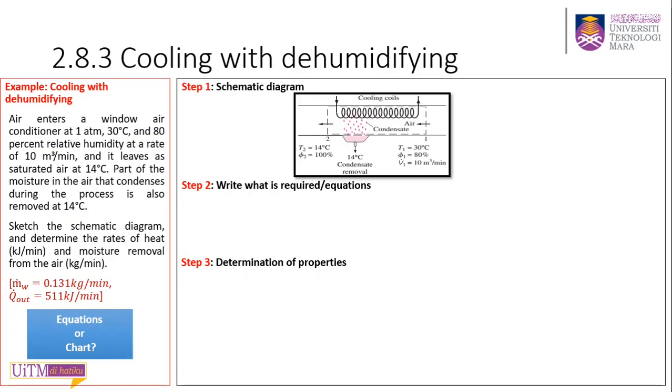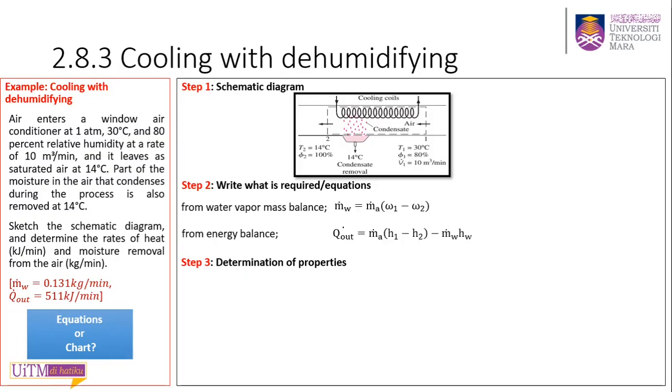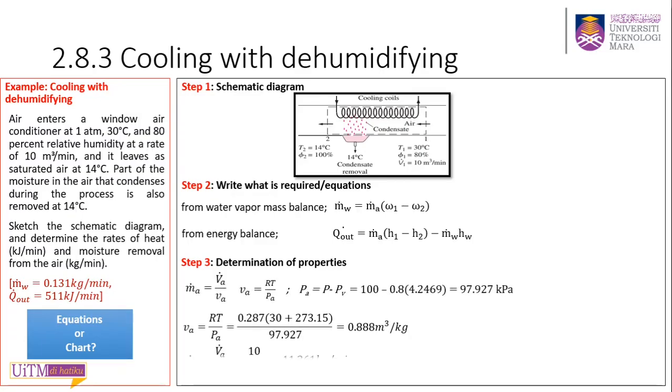of air. For step 2, to determine the mass flow rate for water vapor leaving the air, we will use the equation from the water vapor balance equation. For amount of heat removed, we will use the energy balance equation for this process. For step 3, besides reading the properties from the psychrometric chart, we must first calculate the mass flow rate for dry air using the following equation. We will plot for state 1 and state 2 and read the properties of air using the psychrometric chart.